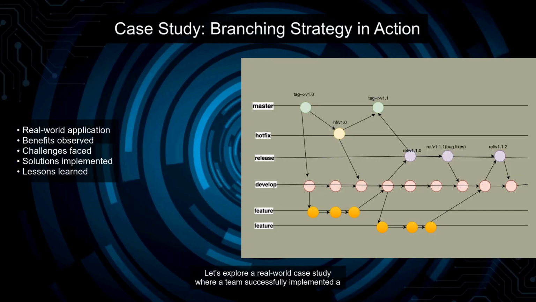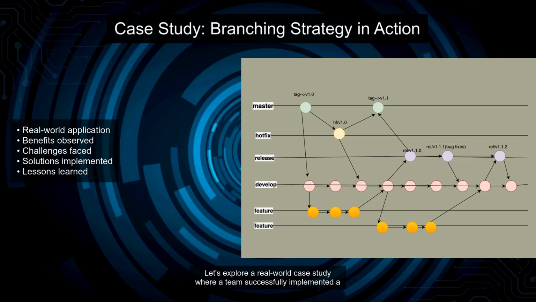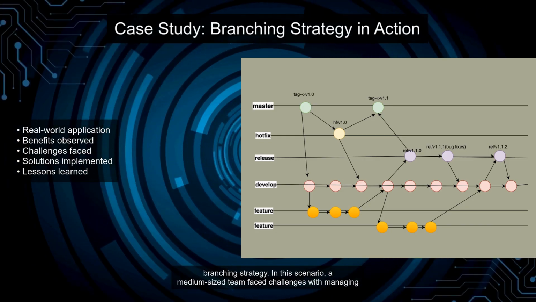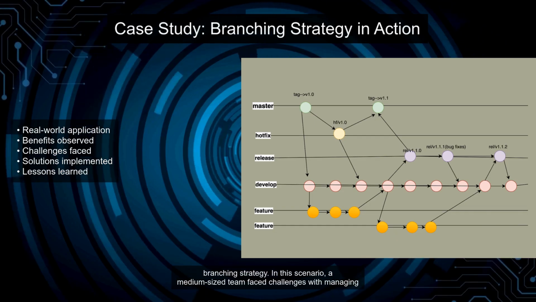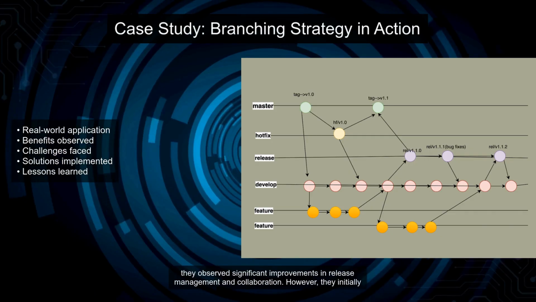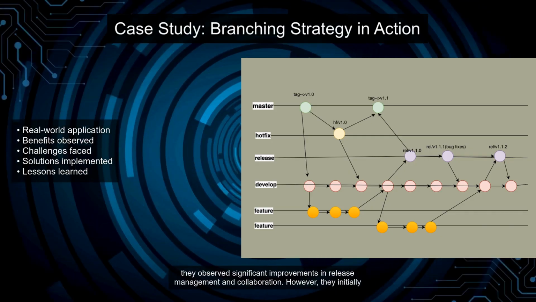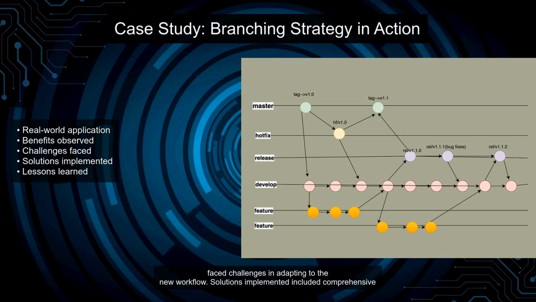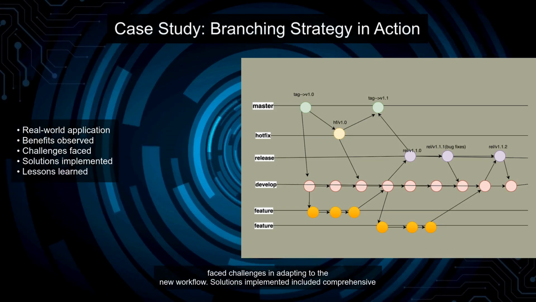Let's explore a real-world case study where a team successfully implemented a branching strategy. In this scenario, a medium-sized team faced challenges with managing multiple features and urgent bug fixes. By adopting the Git Flow strategy, they observed significant improvements in release management and collaboration. However, they initially faced challenges in adapting to the new workflow.